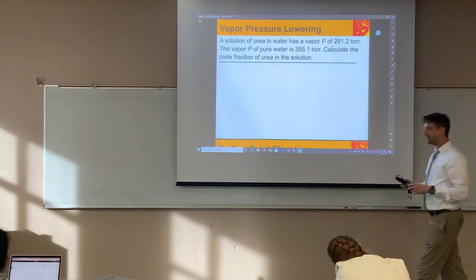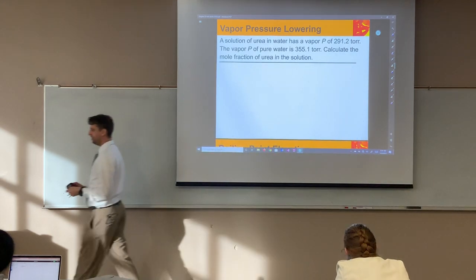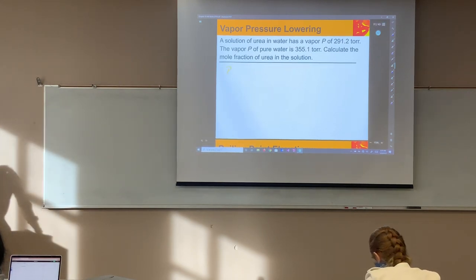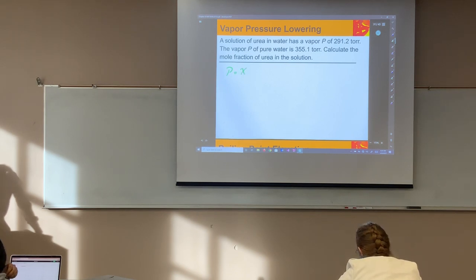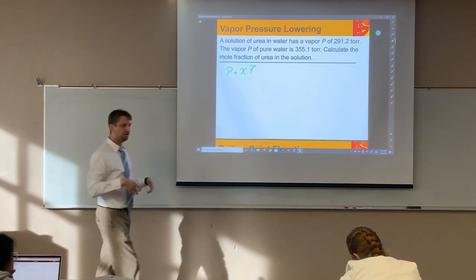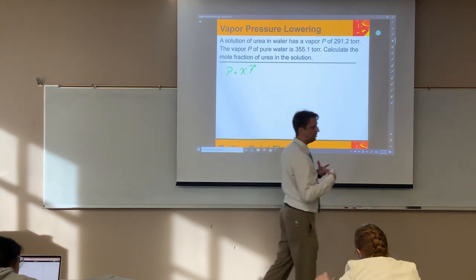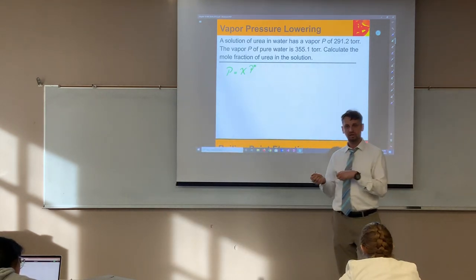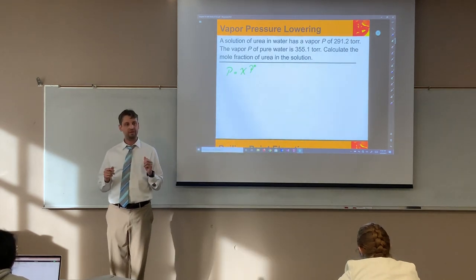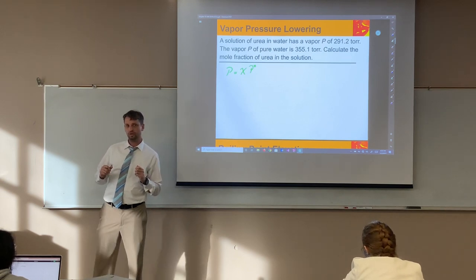So let's think about this here. We're looking at this equation, and we have something that seems relatively straightforward, right? Let's pick a different color. I'll feel yellow this morning. It would match the urea. And that's kind of what our equation was: the pressure of our solution is equal to the mole fraction times the pressure of the pure solvent. You guys with me on this? You guys catch that?